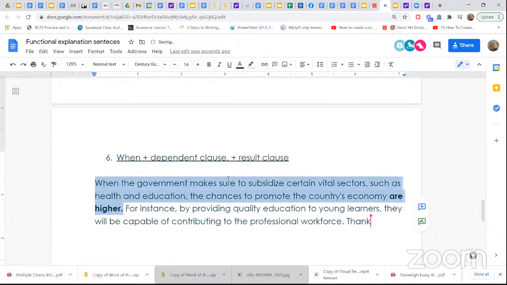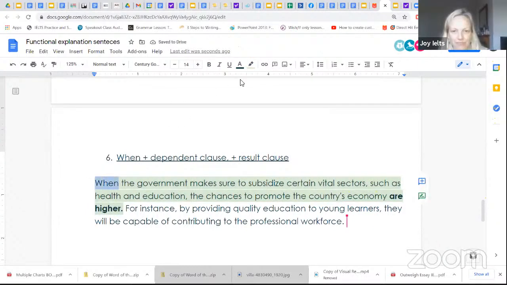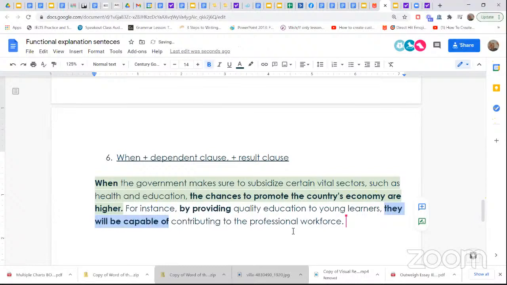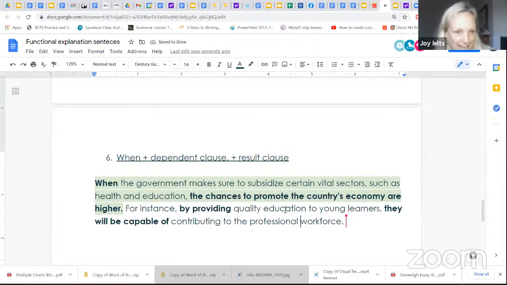Number 1, you've said when. And then you've talked about the result clause, and you've used the present simple, which is fantastic. And so we're not always using will. And then number 2, you've used the second structure by providing they will be capable, and then you've used a will result, be capable of. So that's great, contributing to the professional workforce. So those are our 3 structures.